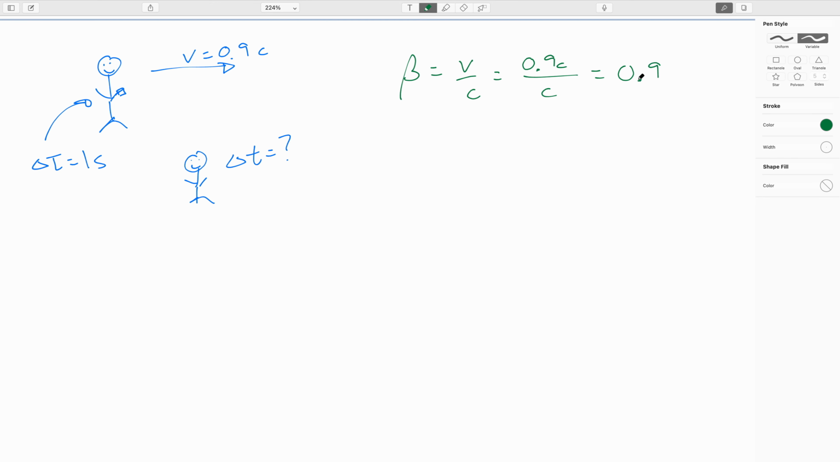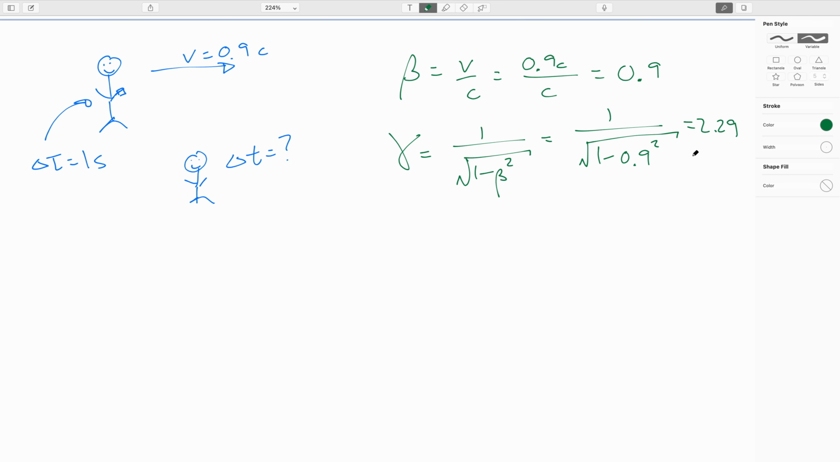All right. And then you also calculate gamma. Gamma is 1 over the square root of 1 minus beta squared. So this will be 1 over the square root of 1 minus 0.9 squared, which is 2.29.